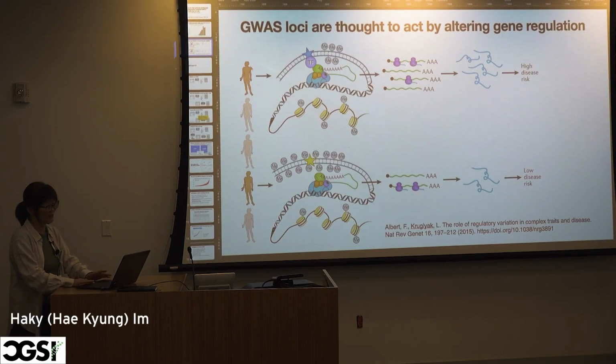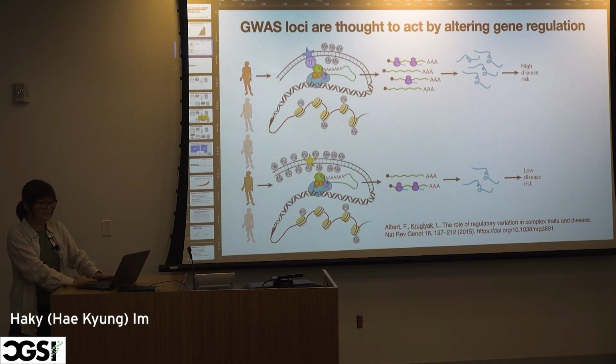gene expression. So this is just an example from the 2015 paper from Albert et al. Let's say this is the GWAS locus, and this person has the blue allele that allows the transcription factor to bind more easily. That leads to more transcription of the downstream genes, and that translates into more proteins.